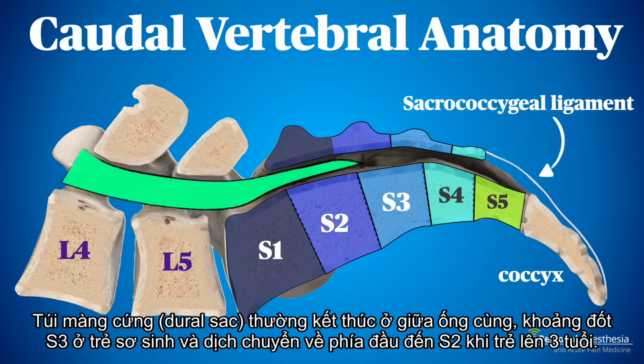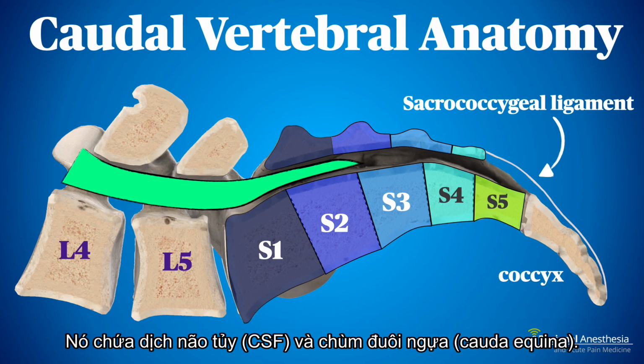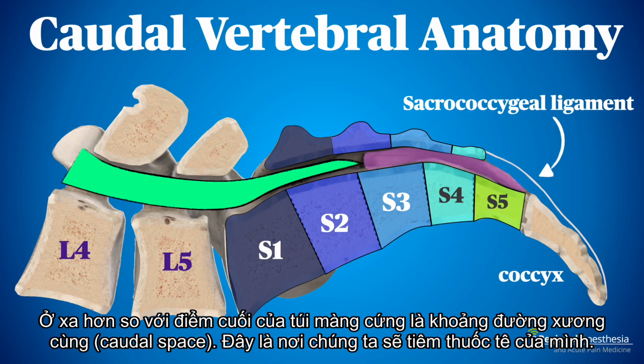The dural sac typically ends midway along the sacral canal, at about S3 in infants, and shifting cephalad to S2 by age 3. It contains CSF and the cauda equina. Distal to the end of the dural sac is what we consider the caudal space. This is where we're going to deposit our local anesthetic.